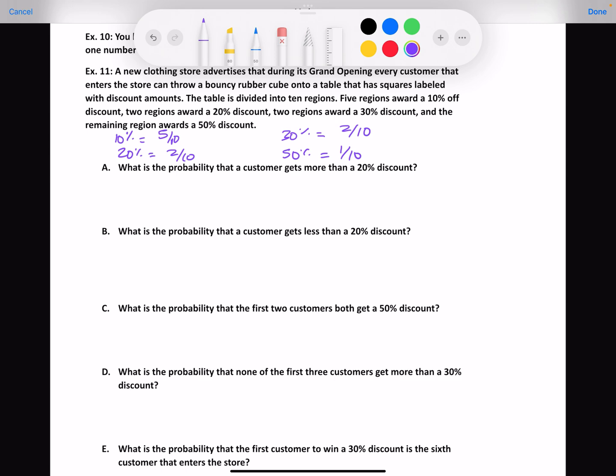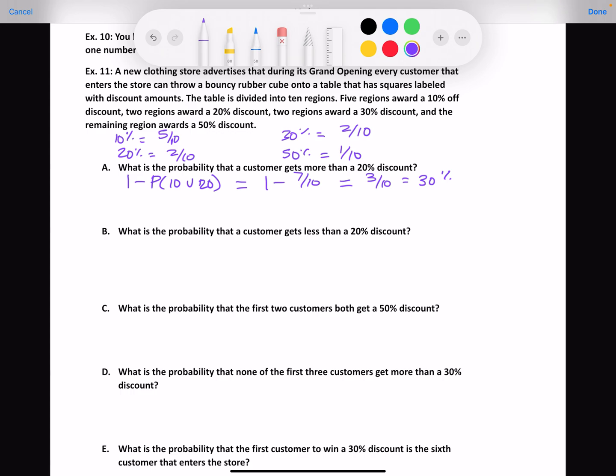Okay, but how are you getting that? The complement thing. 1 minus the probability of 10 union 20. 1 minus 7 out of 10, which is going to be 3 out of 10 or 30%.